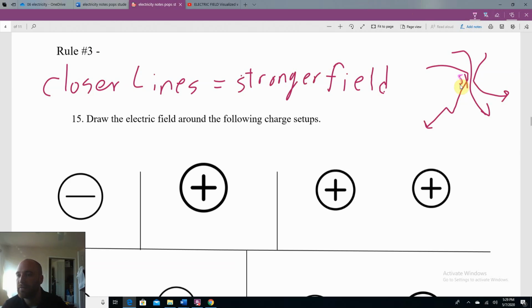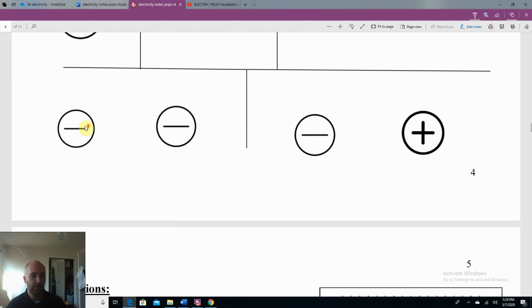Here we go. So the field would be strong in this region right here, and it would be weak up here and down here. The reason it would be weak there is, see how spread out the lines are? They're not close together, so the field is understood to be weaker there. What could I ask of you?